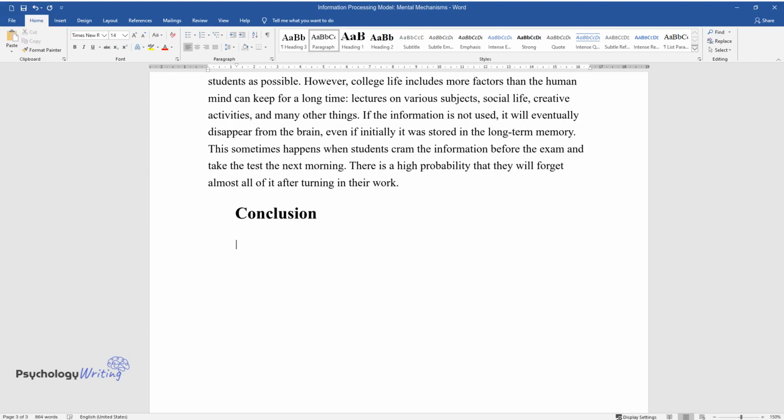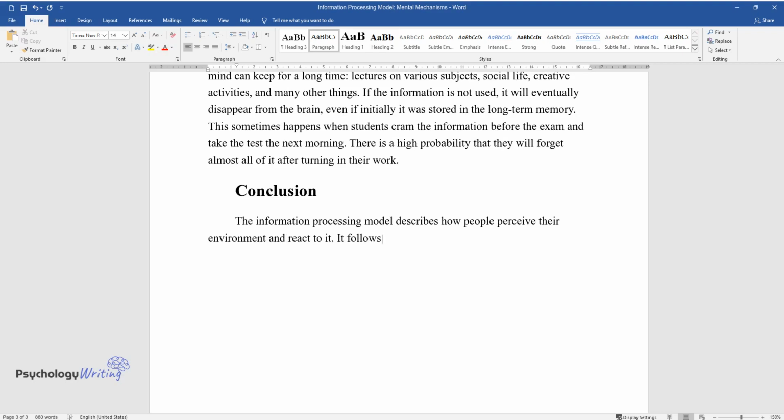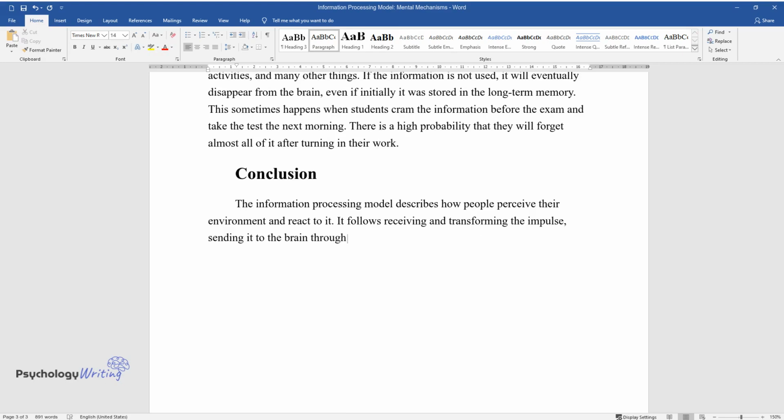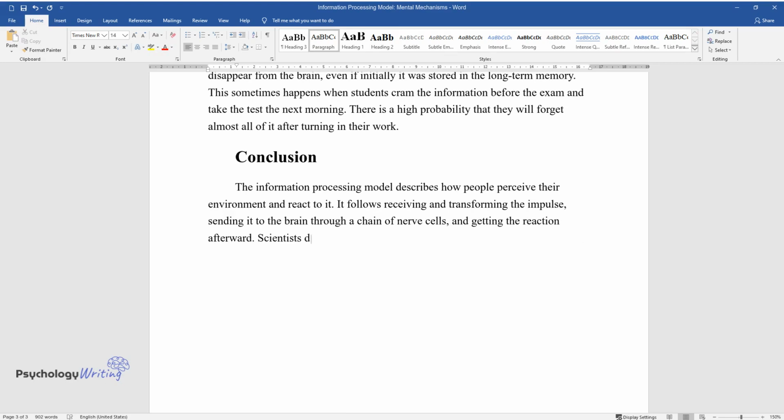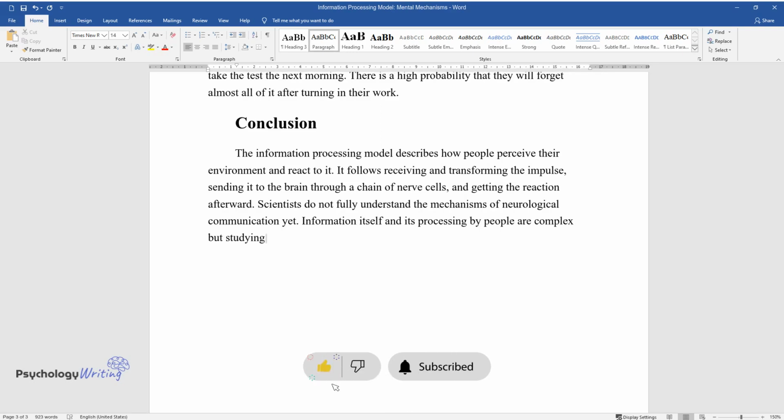Conclusion. The information processing model describes how people perceive their environment and react to it. It follows receiving and transforming the impulse, sending it to the brain through a chain of nerve cells, and getting the reaction afterward. Scientists do not fully understand the mechanisms of neurological communication yet. Information itself and its processing by people are complex, but studying them can be beneficial for neurological science.